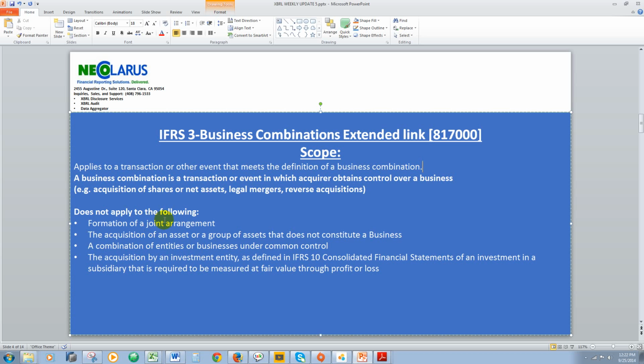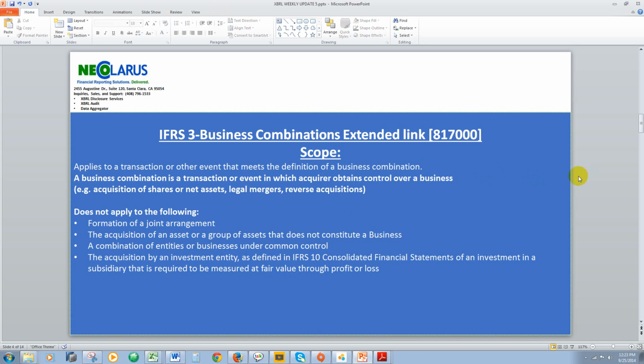So we see some exceptions for the scope of IFRS 3 business combination. IFRS 3 business combination does not apply to joint arrangements, the acquisition of an asset or group of assets that does not constitute a business, a combination of entities or businesses under common control, and the acquisition in case of an investment in a subsidiary that is required to be measured at fair value through profit or loss.